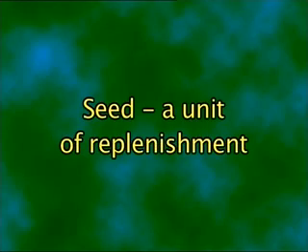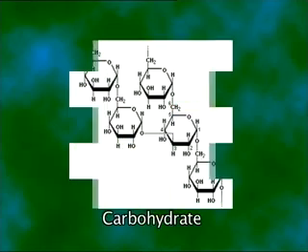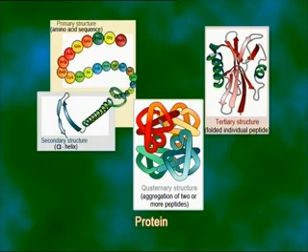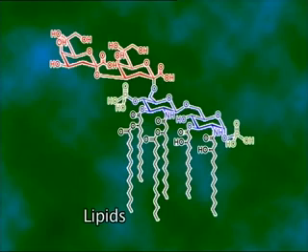Now, seed as a unit of replenishment. The seed is not only an organ of perpetuation and dispersal, but also the major plant tissue harvested by mankind. The main food materials present in seeds are carbohydrates, proteins, and lipids. These compounds occur together, but their ratio is different in different types of seeds.